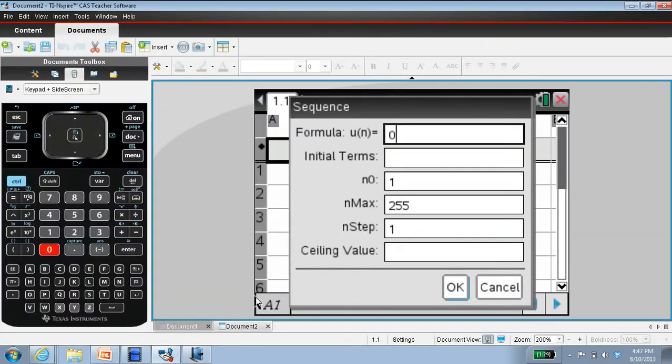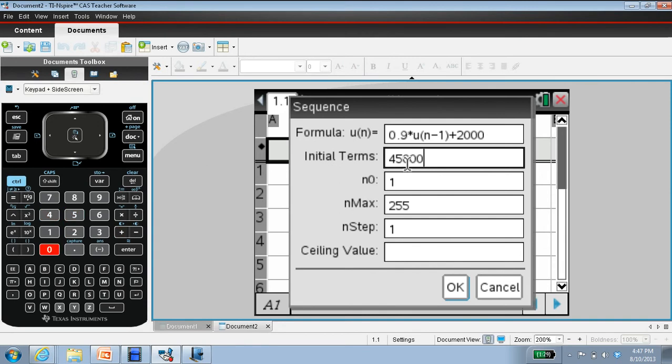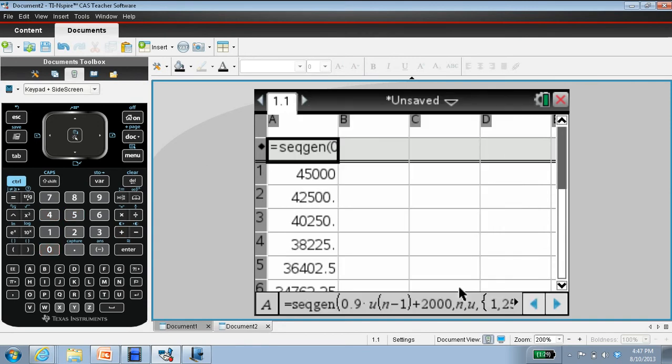So we're going to type in 0.9 times U bracket n minus 1 plus 2000. And we always need an initial term, which is 45,000. We can leave the rest as it is, and we hit OK.